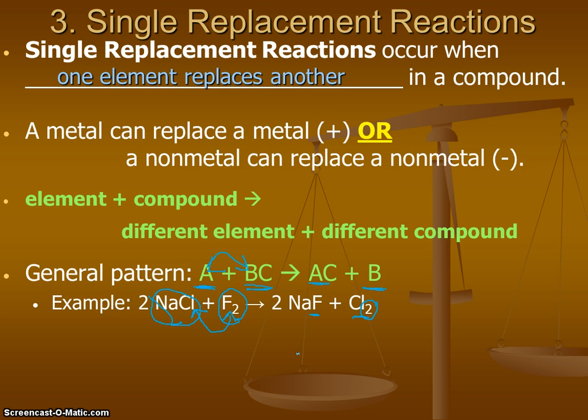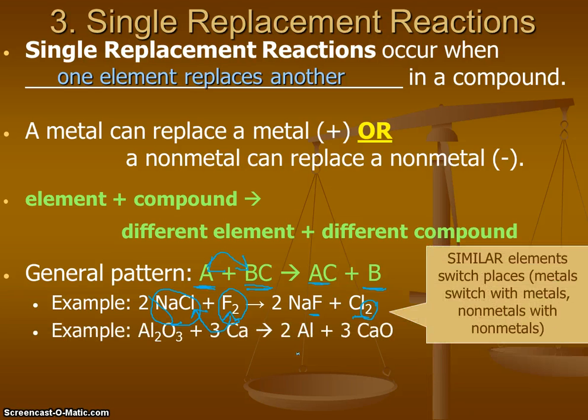Sodium's a +1, fluorine's a -1, so the crisscrossing comes out okay on that one. And there's another example underneath it with aluminum oxide and calcium. Now I've got a metal as the one that's by itself, so it switches places with the metal. The aluminum is now alone, and the calcium is now with the oxygen.